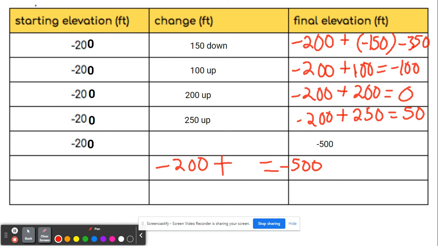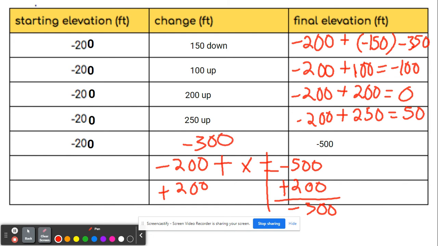So like we did before, you could, yes, put in every number in the world until you find the right answer, or we can be efficient and just put a variable in there. So let's do x again. So now we just have a basic one-step equation. How do I move negative 200? Well, I do the inverse, which is add 200. And if I do it to this side, I have to do it to the other side. And negative 500 plus 200 is negative 300. Then you could just check your answer. Negative 200 plus negative 300 gives us negative 500. And we know that is correct.